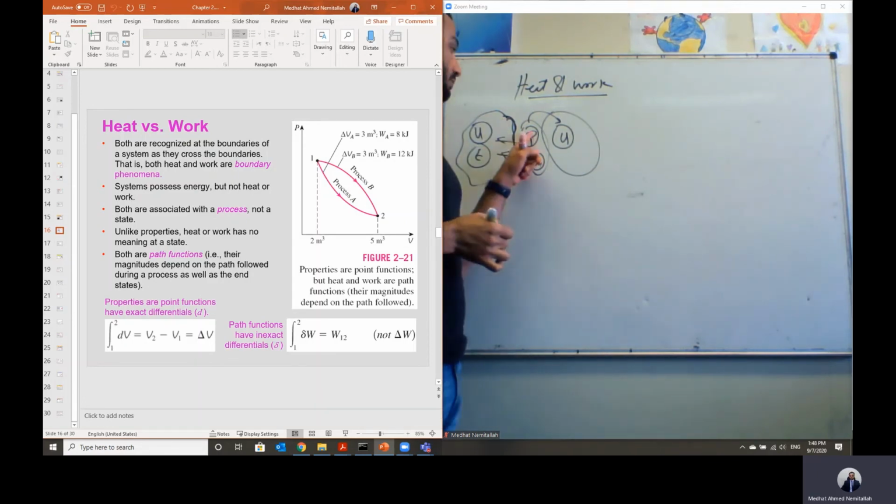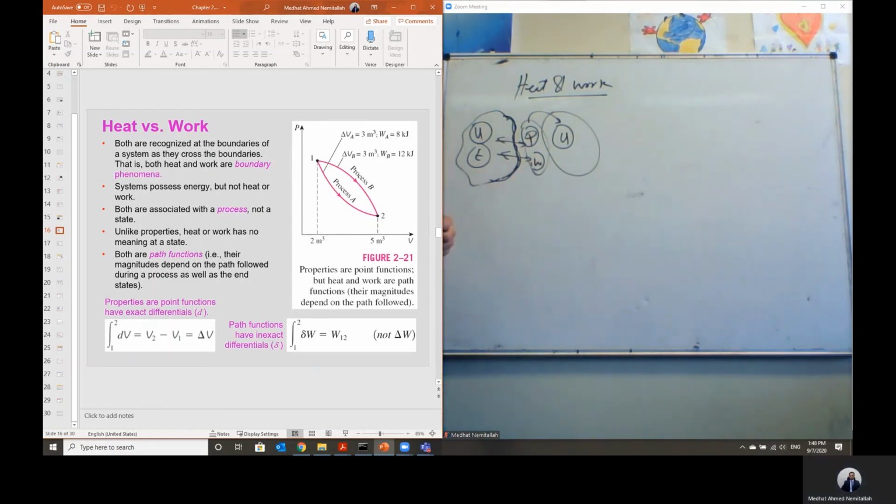Also, both heat transfer and work are associated with a process. We cannot have heat transfer from a system, or generate work from a system, at a given state. The system has to undergo a process, a change from an initial state to a final state, in order to have heat transfer or work.